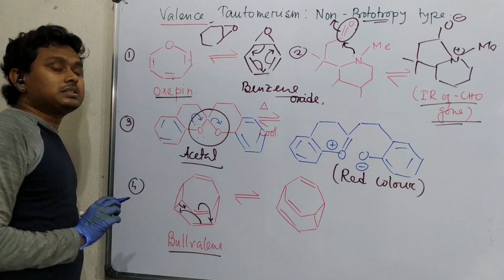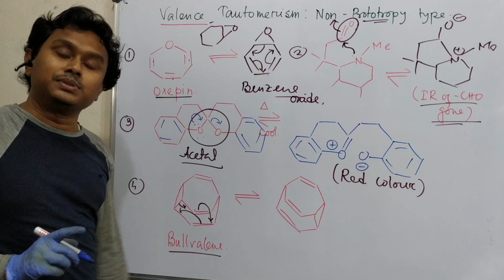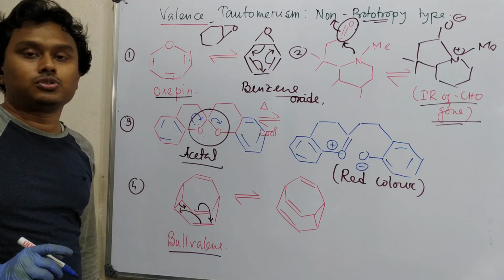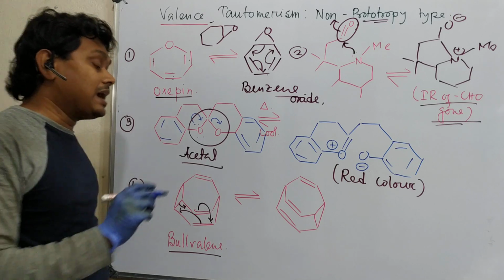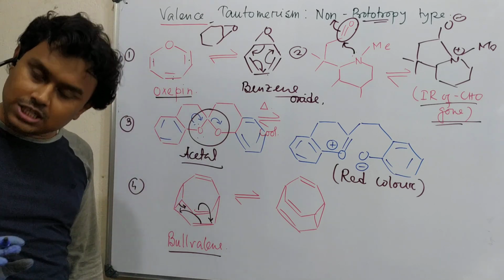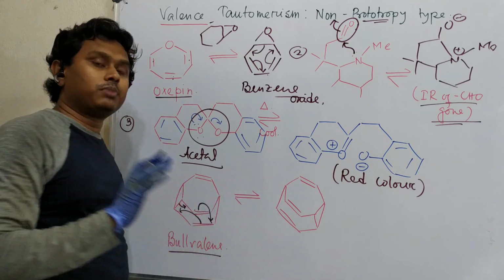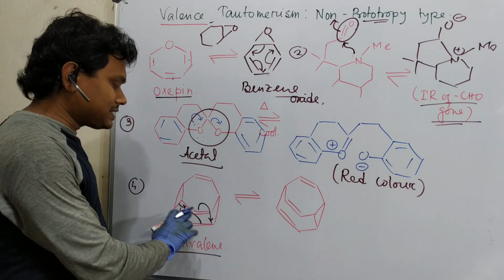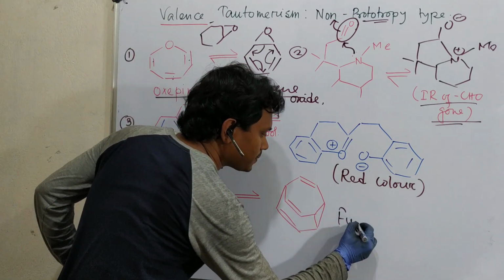So this happens, and if you look at this molecule, all the carbons and protons show as identical at normal temperature, and at low temperature you can distinguish them. That's a possible thing. I will discuss the NMR spectrum of this compound separately. So this is actually valence tautomerism and this is a fluxional molecule.